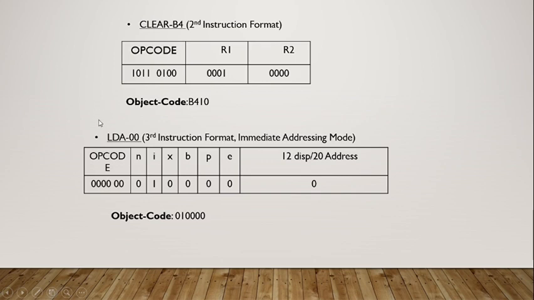Now let's consider the next instruction, which is LDA, where the opcode value is 00. This LDA is of the third instruction format, so the first 6 bits are reserved for the opcode, the next 6 bits are reserved for the flags, and the next 12 bits are reserved for the displacement value. So we consider the 6 bits for the opcode, which is 000000. This instruction is of immediate addressing mode, so I is set to 1 here. So the object code for this instruction is 010000.